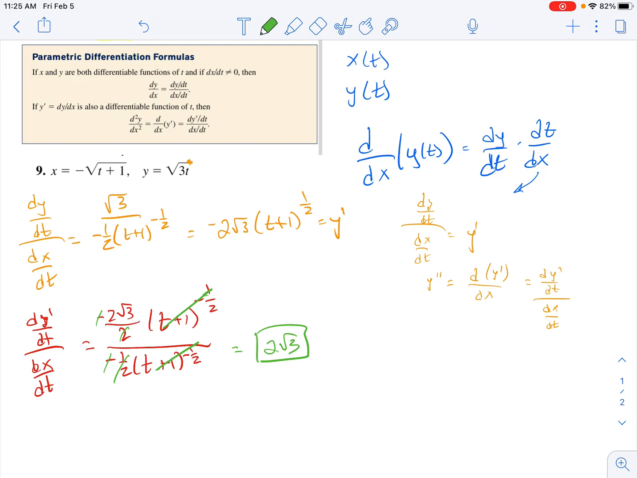Again, the key point to this is just that when you get this y prime, this dy/dt, this is just another new function of y of t. And so you take its derivative the same way. Constantly, you're just always dividing by this dx/dt when taking derivatives with parametric functions.